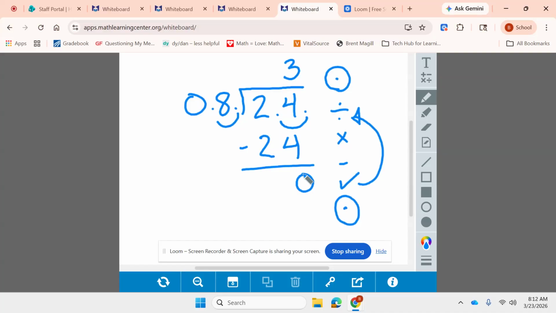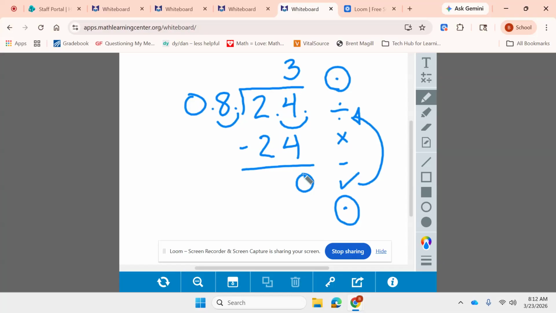I don't have any decimals. I don't have a decimal left in the dividend. So I'm done. The answer is 3. So $2.40 divided up into 80-cent groups, you could make 3 groups. That makes sense. Okay. So the answer is reasonable.